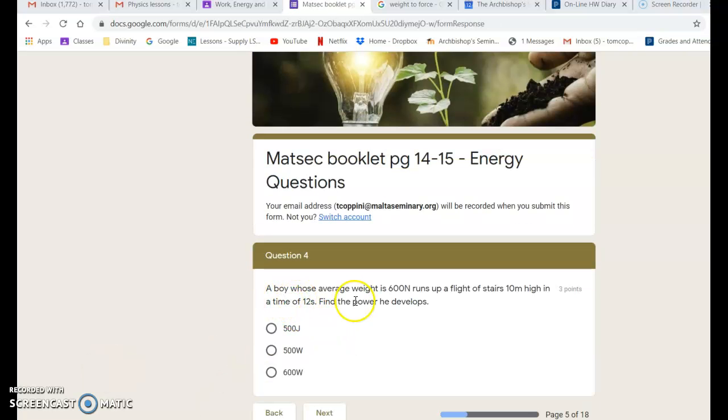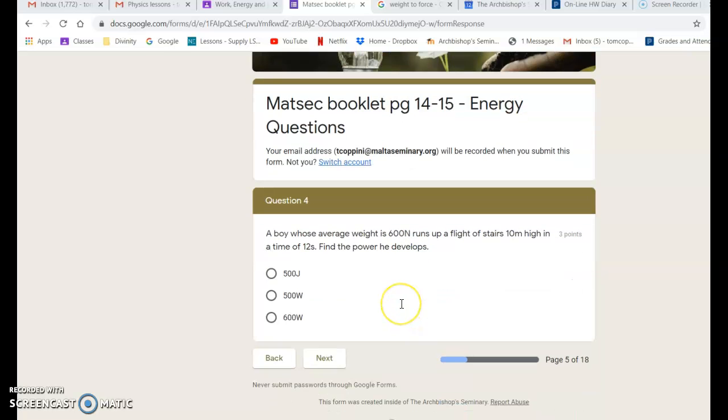Question 4. A boy whose average weight is 600 newtons runs up a flight of stairs 10 meters high in a time of 12 seconds. Find the power he develops. So, this question has 2 parts. You have to find, first of all, the work done. And then you have to find the power.